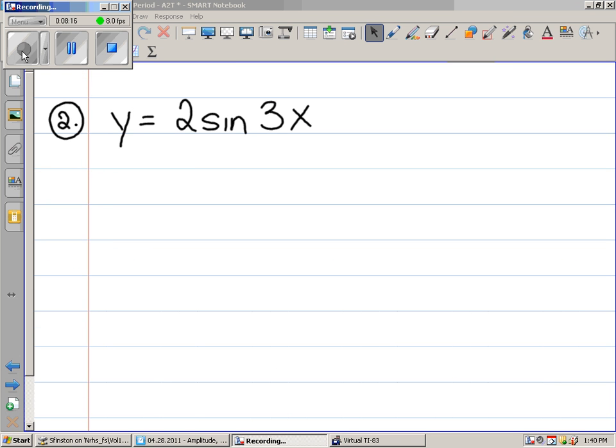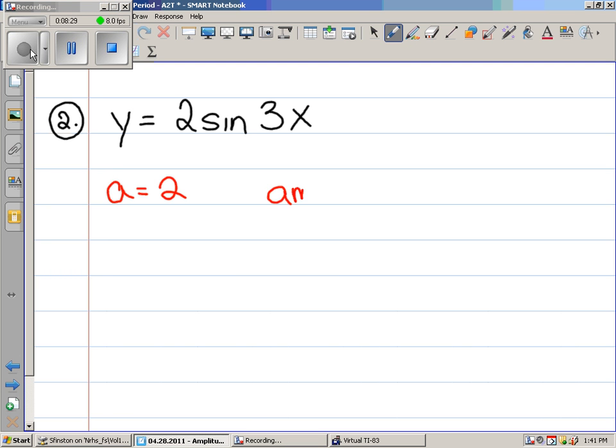Okay, problem number 2. It's the same idea again, same set of formulas. All we are doing is practicing with them. So let's do this one up. How much is A? So what's the amplitude? Sure, the amplitude is simply the absolute value of A, which is the absolute value of 2, which is just 2.